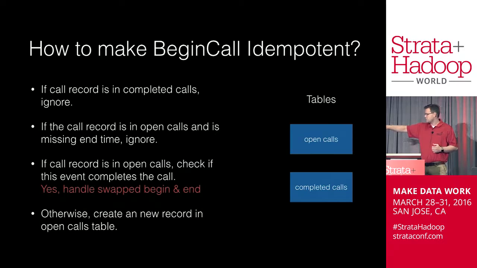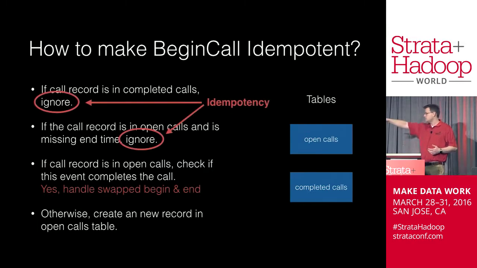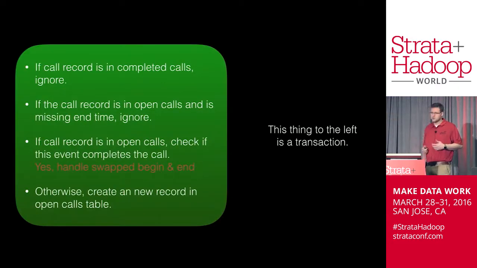And then if a call record is in open calls and it's got an end time, this will complete the call. This case handles the swapped begin and end. Otherwise, create a new record in the open calls table. So these ignores here, this is the idempotent code. Because this is transactional and it's either all going to happen or none of it, by putting these if statements with ignores here, and really if you look at the code, which is on that GitHub page, it's just this. It's not even that much longer than this. It's like 15 lines of code. Then this ignore basically means I don't do anything twice. And this whole logic here is a transaction.